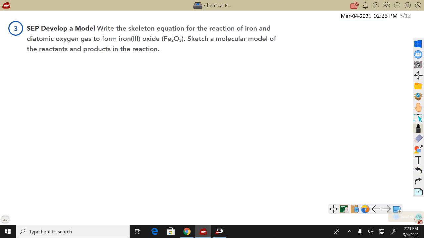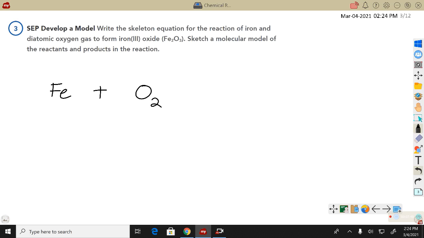Question 3 then says to write the skeleton equation for the reaction of iron and diatomic oxygen gas to form iron 3 oxide, which is the rust. So if I wanted to write this as a skeleton equation, maybe I would write it just like that. Iron is just Fe plus diatomic oxygen gas. That just means that the oxygen gas is going to be paired.